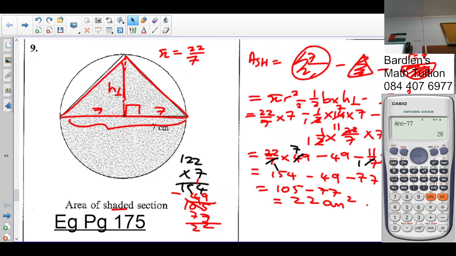Okay, my mistake is here. 15 minus 7 is 8 and not 2. I'm thinking of 12 there. So it's 28. Okay? It would have cost me a mark in the exam. And I don't like losing a mark in the exam, no?